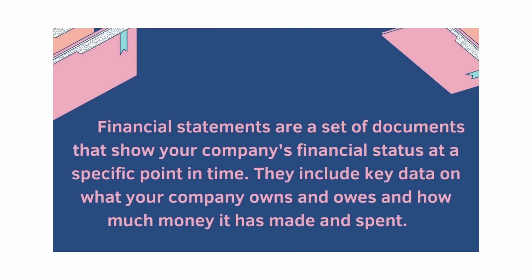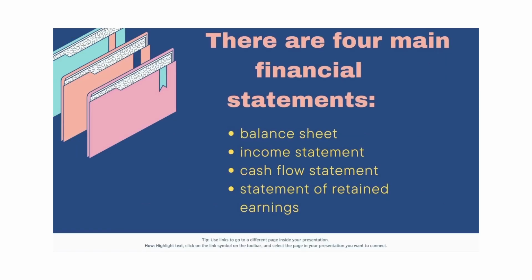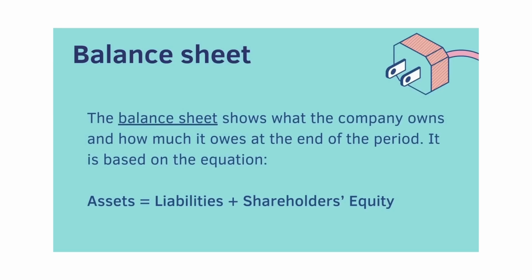Today I'll be discussing what financial statements are. Financial statements are a set of documents that show your company's financial status at a specific point in time. They include key data on what your company owns and owes and how much money it has made and spent. There are four main financial statements. First is the balance sheet, second is the income statement, third is the cash flow statement, and the fourth is the statement of retained earnings.